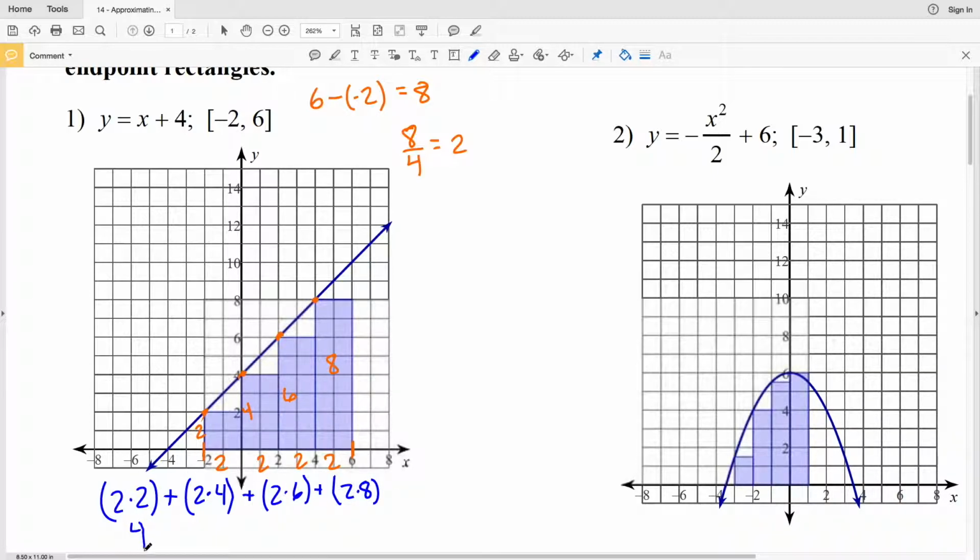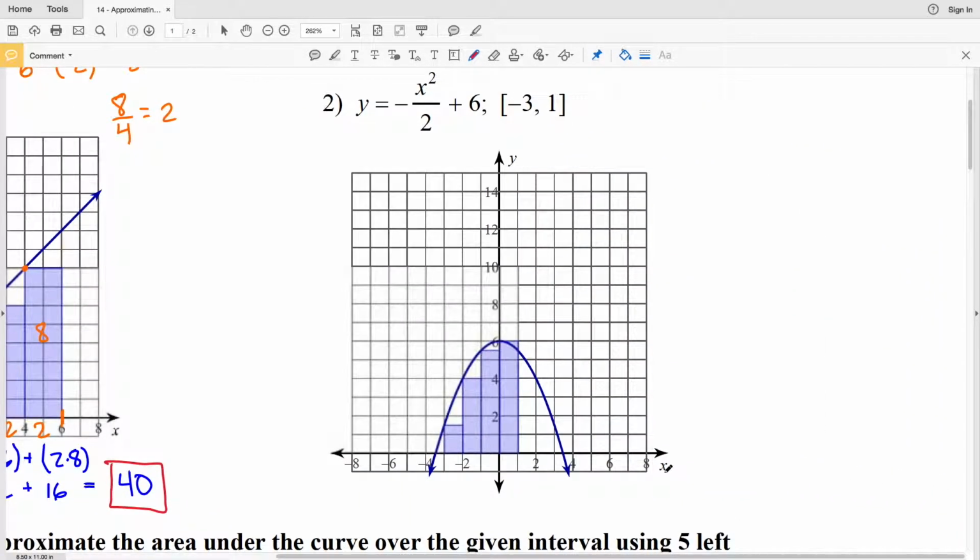2 times 2 is 4. 2 times 4 is 8. 2 times 6 is 12. And 2 times 8 is 16. So when we add together 4, 8, 12, and 16, we get a total area of 40 units squared. So 40 is our solution for number 1.